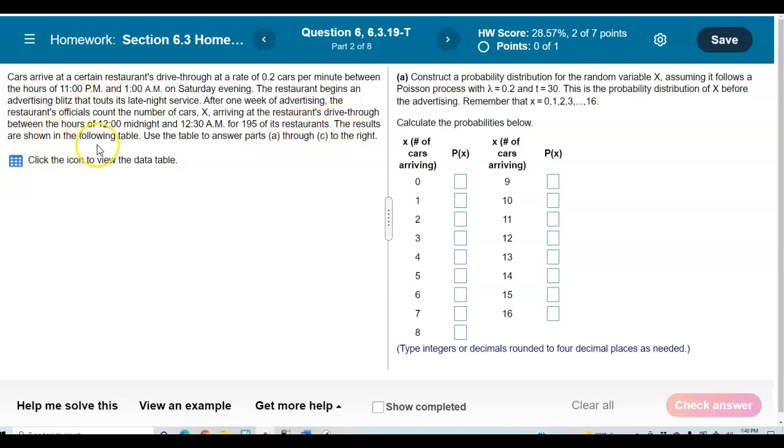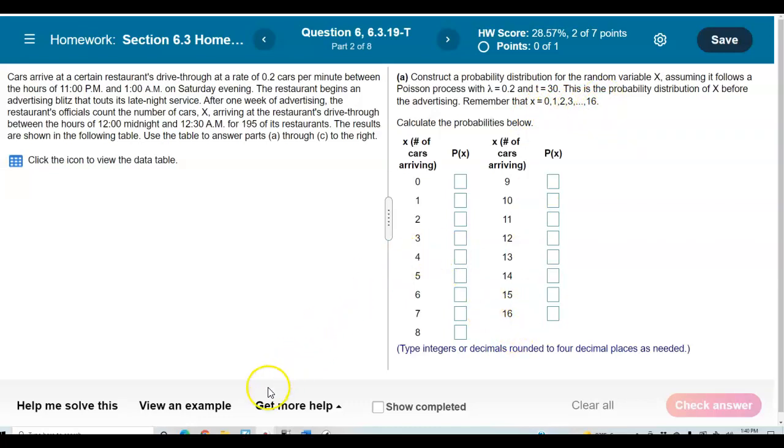The results are shown in the following table, and we're going to use the table to answer parts A through C to the right. So for part A, we want to construct a probability distribution for the random variable X, assuming it follows a Poisson process with lambda equal to 0.2 and t equal to 30. This is a probability distribution of X before the advertising. And remember that X is equal to 0, 1, 2, 3, all the way to 16.